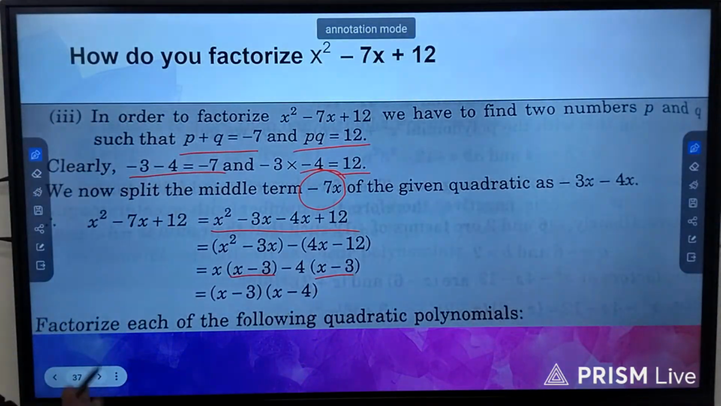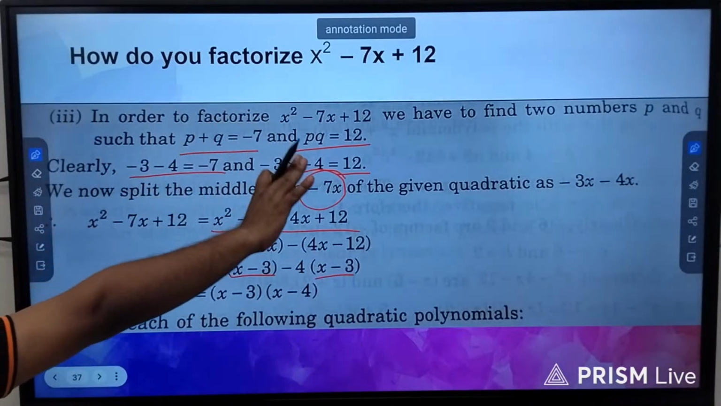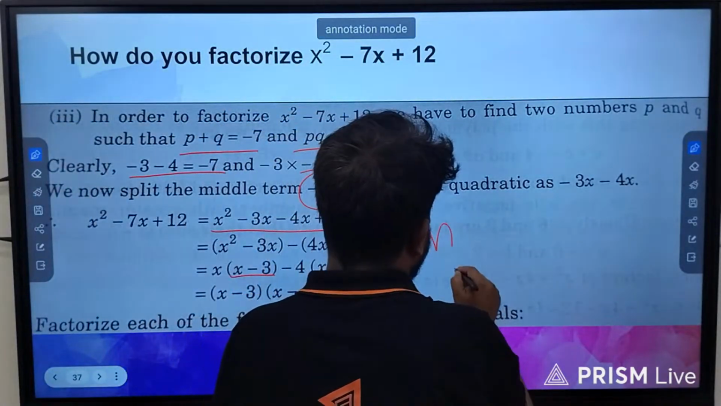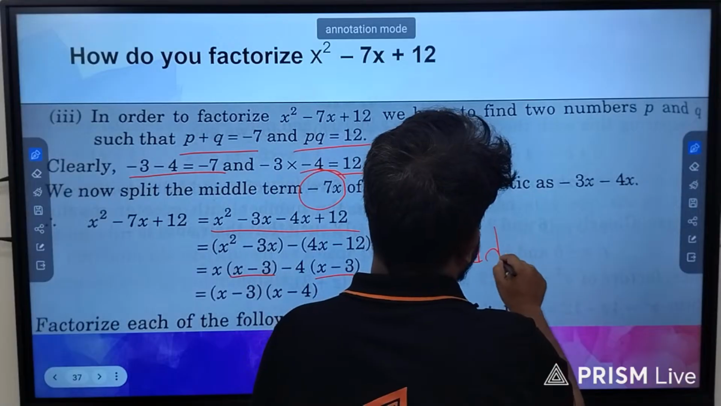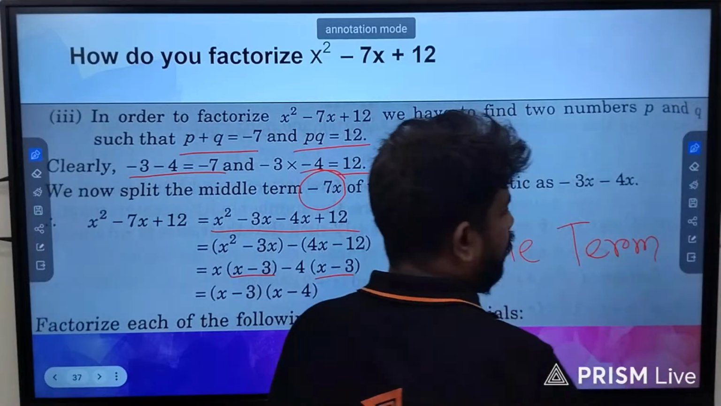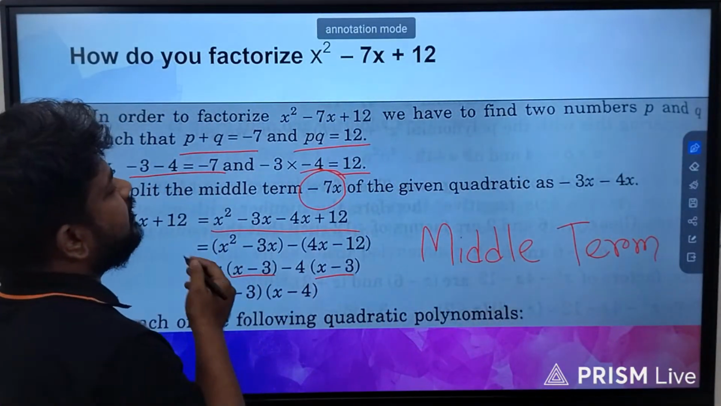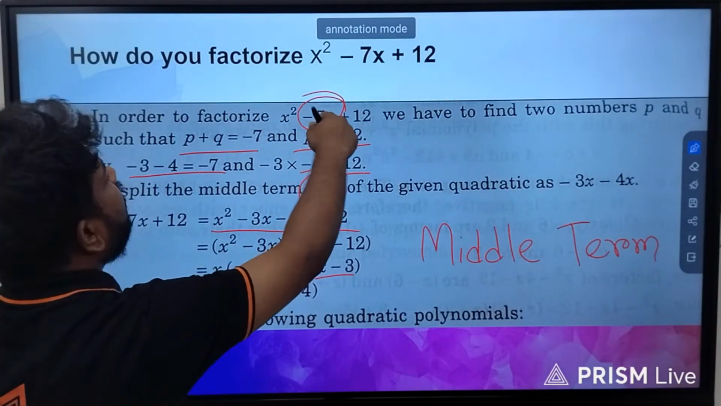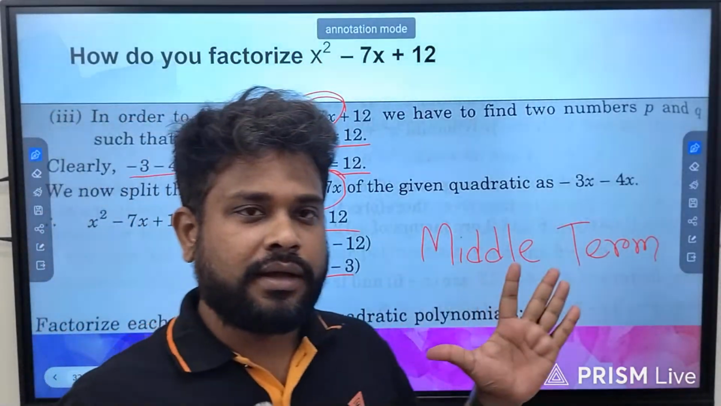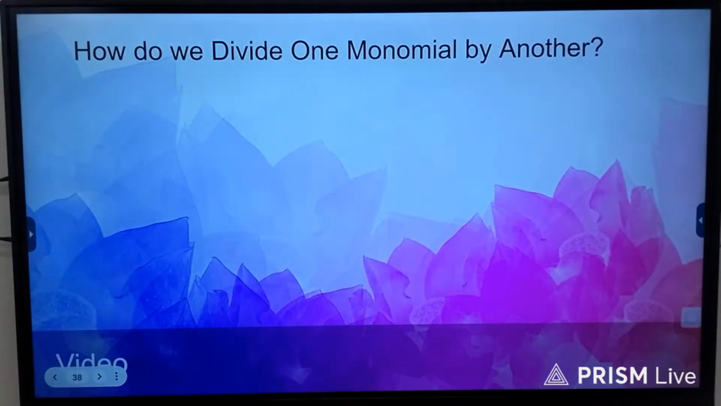So this is the complete factorization of quadratic polynomials. Most people call it the middle term factorization. And why do they call it middle term factorization? Because we factorize the middle term and the last term as well. So that's why we call it the middle term factorization.